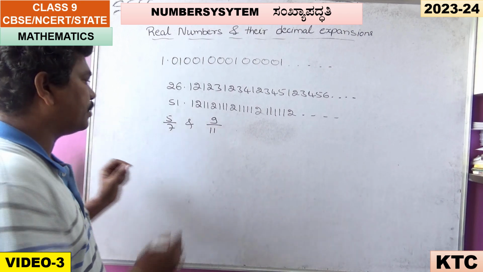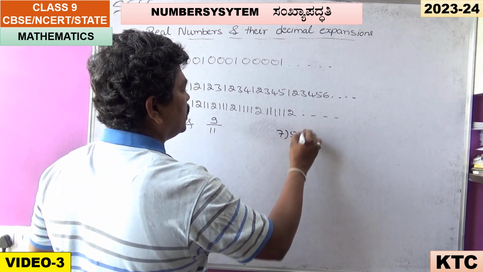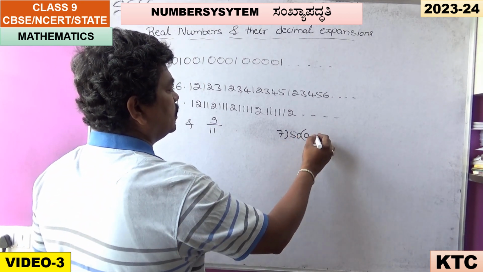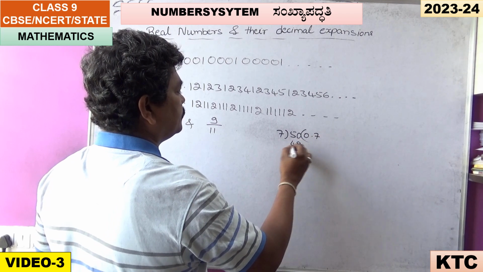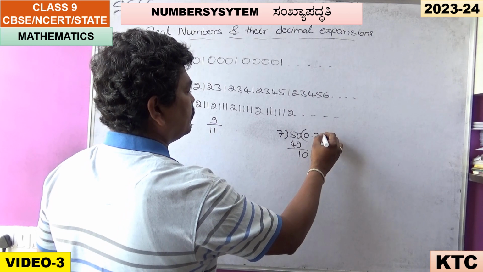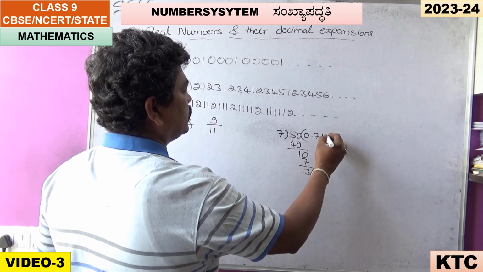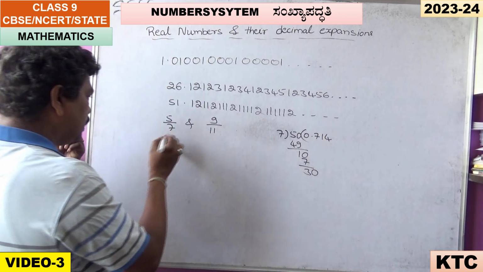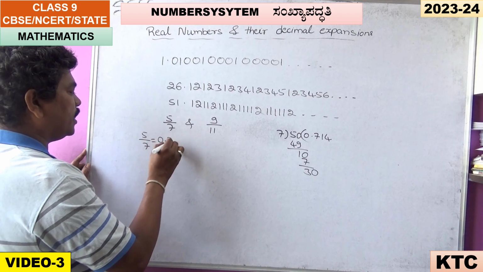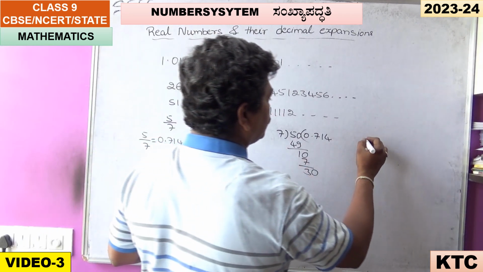We have to write this in decimal form. How does the decimal form of 5/7 come? Divide 5 by 7. 0. 7 7s are 49, remainder 1, 0. So 7 1s are 7, 3, 0, 7 4s are 28. Here the decimal expansion of this one is 0.714. And what about the decimal expansion of this one?